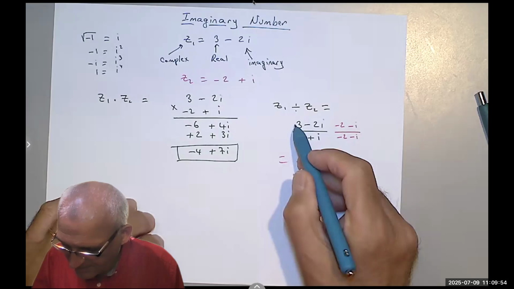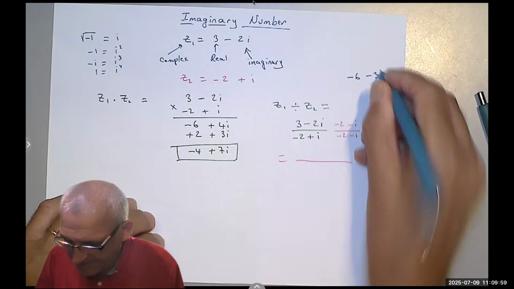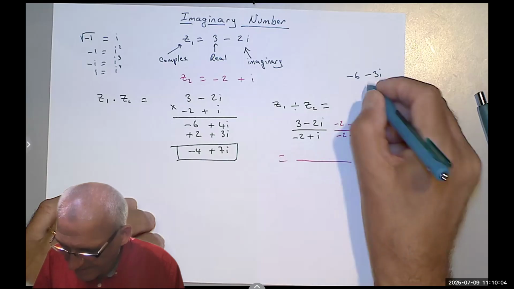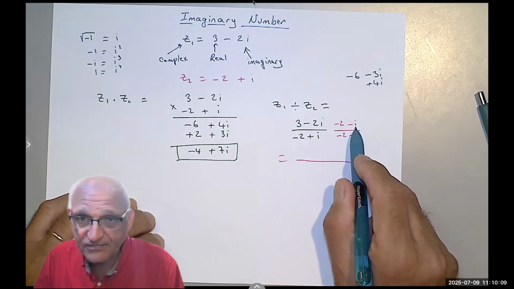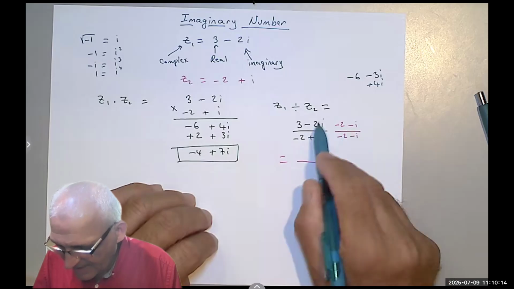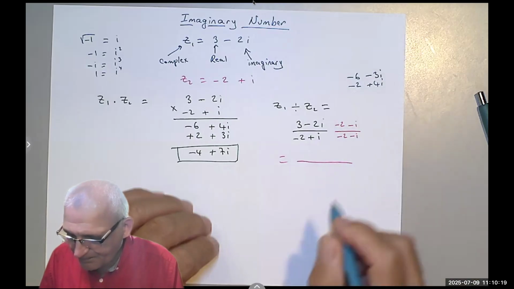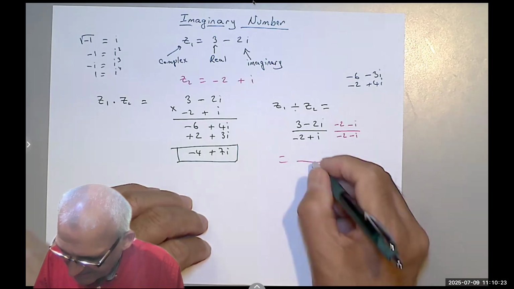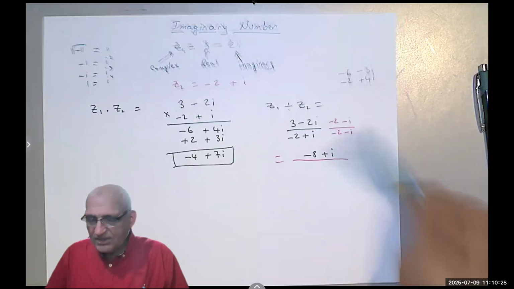So I'm going to say 3 times -2 is -6. 3 times -i is -3i. -2i times -2 is positive 4i. And -2i times -i is positive 2. I'm sorry, is -2. Why? Because negative times negative is positive, and i times i is -1. So you get -2. So the numerator becomes -8 plus i. But what about the denominator?